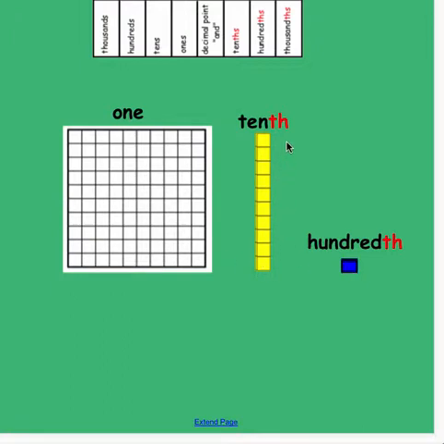So we're going to use the longs to represent our tenths place and the cubes to represent our hundredths place. We're going to think of the grid that we're laying them on as the number 1 or the whole.